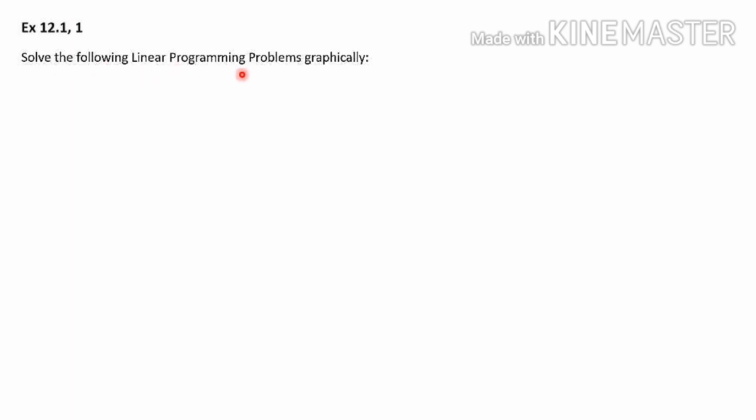Solve the following linear programming problems graphically. First question: maximize z = 3x + 4y subject to the constraints x + y ≤ 4, x ≥ 0, y ≥ 0. Here three inequalities are given to you. By using these constraints, you have to find out the maximum value of this equation.